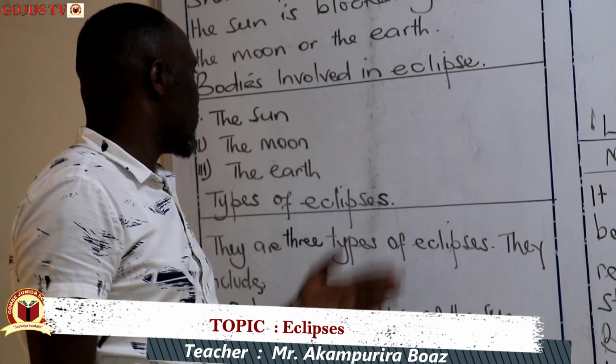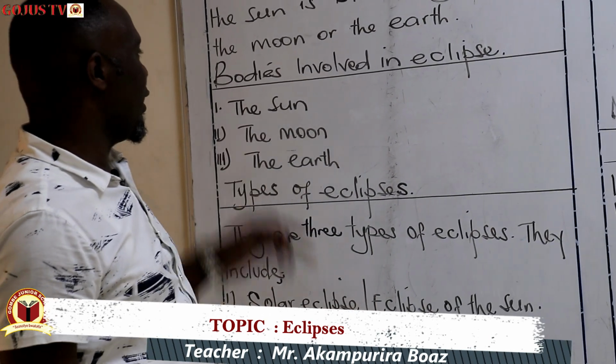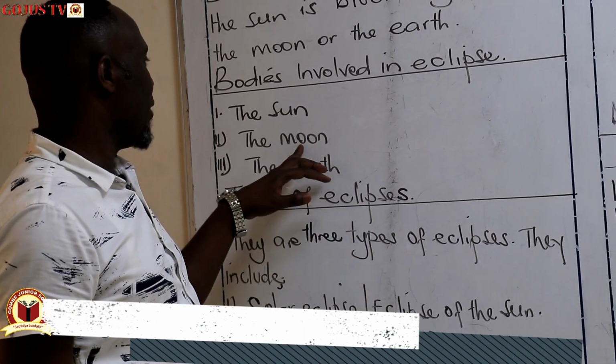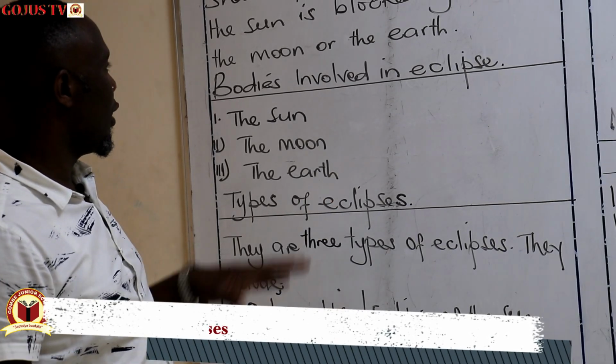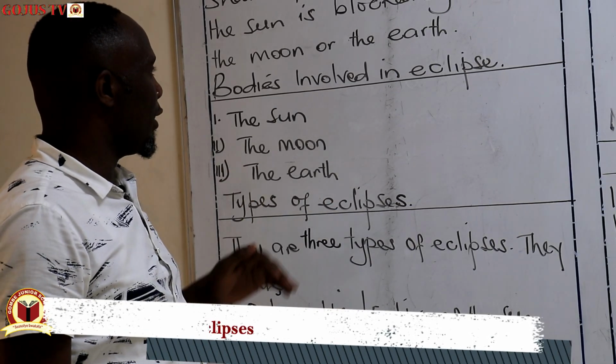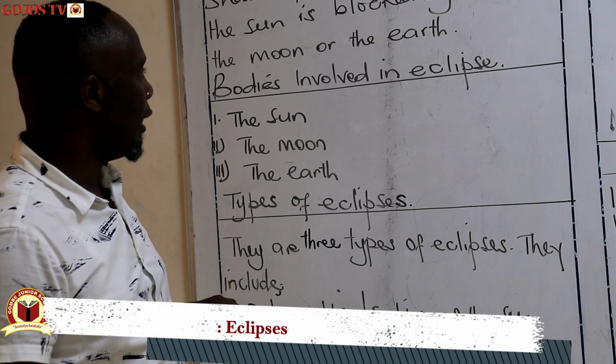We have bodies, or what we call the features, that are involved in an eclipse. So for an eclipse to take place, there must be the sun, there must be the moon, and there must be the earth. So that's why we're saying there are bodies or features involved in an eclipse.